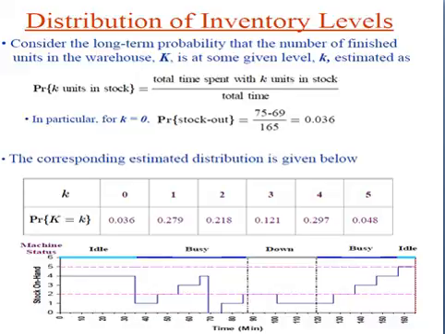Here, let's say small k is equal to 0. So the time was 75 minus 69, divided by 165. So the probability is 0.036.